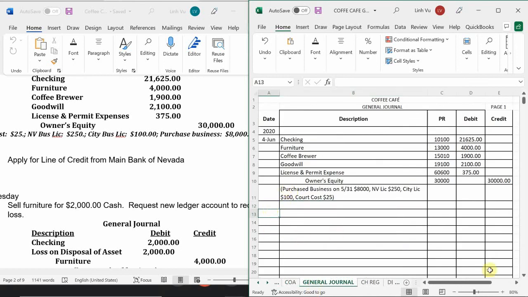So that's what I'm going to do. I'm going to go ahead and skip a line because it's a new transaction. Okay, we're still on the 6th. We end up selling our furniture and we received money, right? So checking, we increased our checking account because we received $2,000 worth of cash. Okay. We have to recognize that expense because we end up losing money out of it.